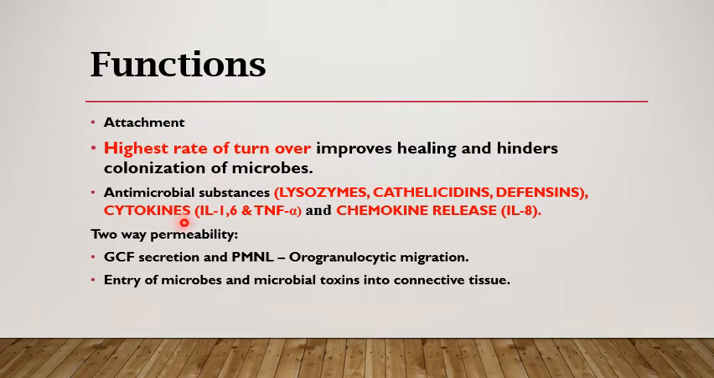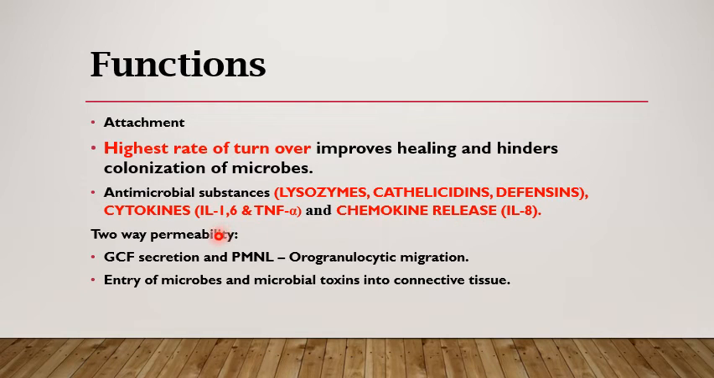And then junctional epithelium also secretes certain antimicrobial substances like lysozymes, cathelicidins, defensins. It has also been found to secrete certain cytokines like interleukin 1, 6 and TNF alpha. Very important, it leads to the release of interleukin 8, which is a chemokine. It is a chemoattractant. So when microorganisms attack, they come in contact with junctional epithelium. This interleukin 8 is released, and this acts as a chemokine for polymorphonuclear leukocytes and other defense cells.